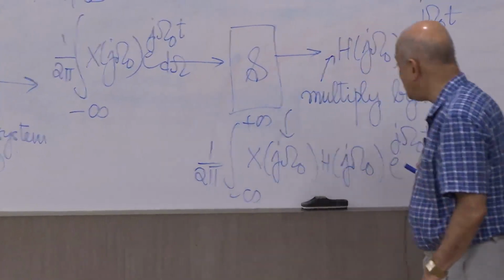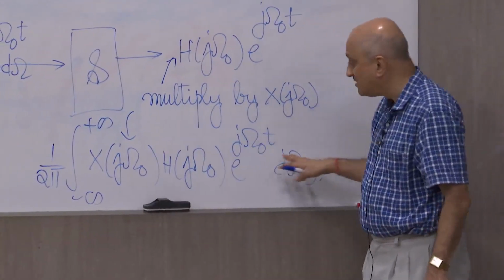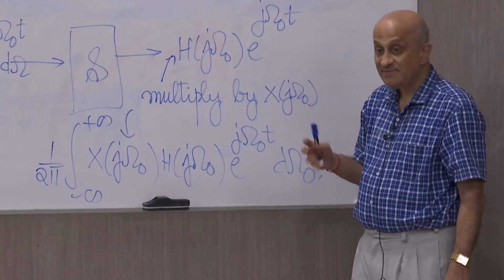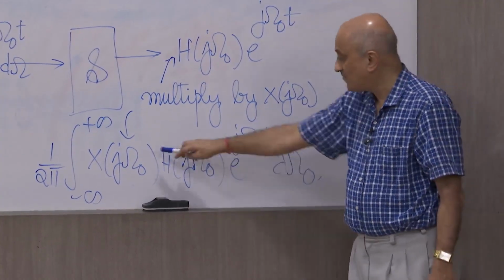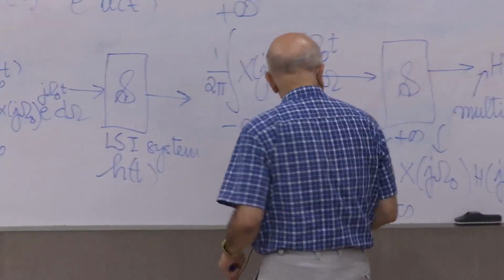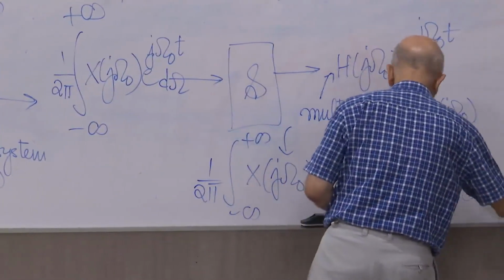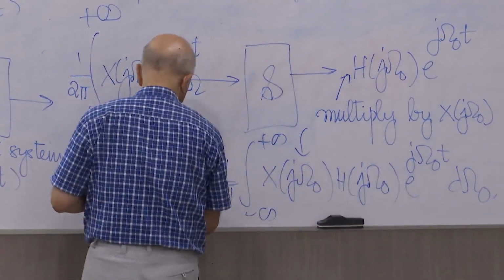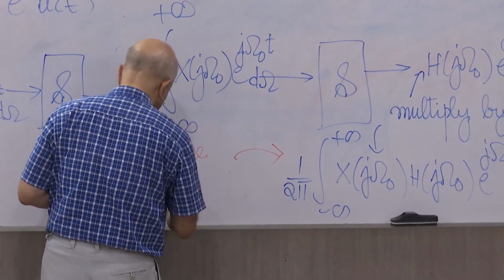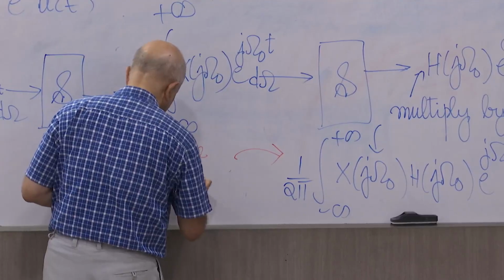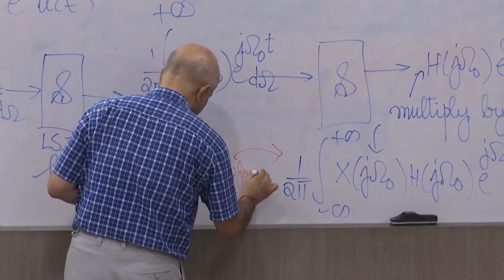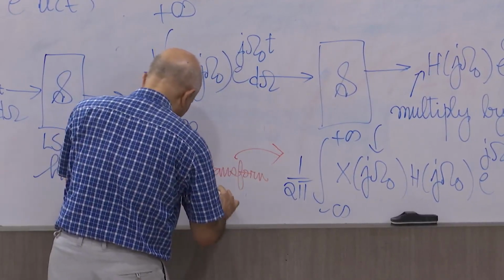Now, look at this carefully. Does this look like an inverse Fourier transform? Yes, it does. Inverse Fourier transform of what? Of this product. Is that right? So this is effectively the inverse Fourier transform of the product.